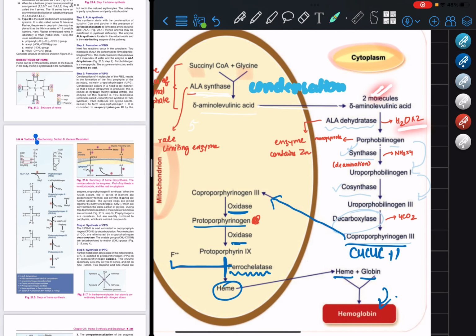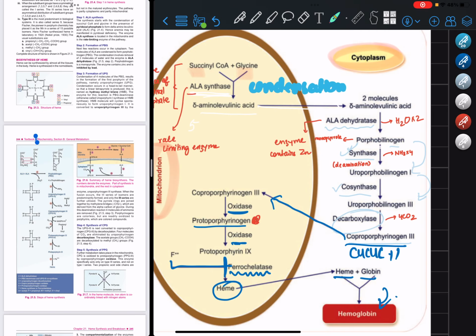So in this, ALA synthase, ALA dehydratase is an enzyme containing zinc. I'll come to this later. The actual point is, if an enzyme contains zinc, it is inhibited by lead. So that is that. And porphobilinogen is a monopyrrole.